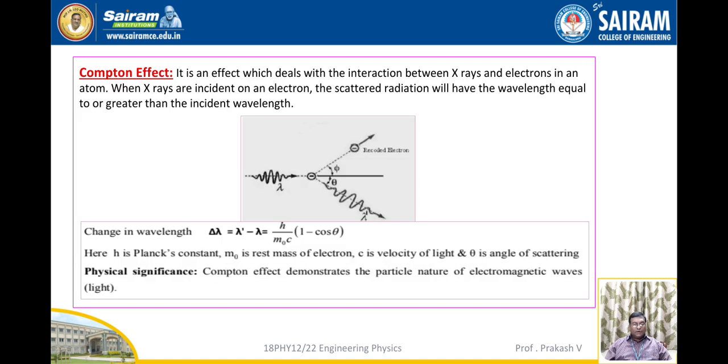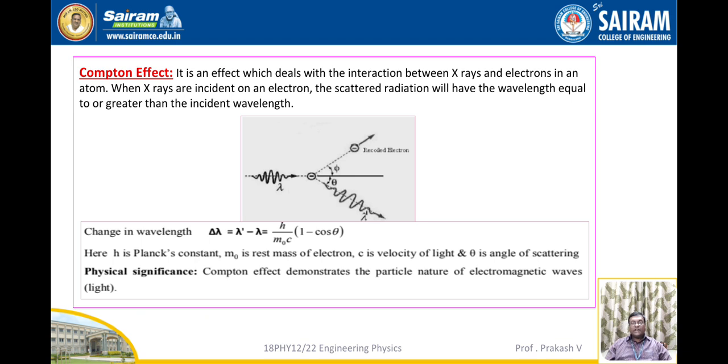Next, let us concentrate on what the Compton effect is. It is an effect which deals with the interaction between X-rays and electrons in an atom. When X-rays are incident on an electron, the scattered radiation will have a wavelength equal to or greater than the incident wavelength. So here an X-ray of wavelength lambda is falling upon an electron and collides with it, then it gets scattered in a particular direction by making an angle theta as shown in the diagram.